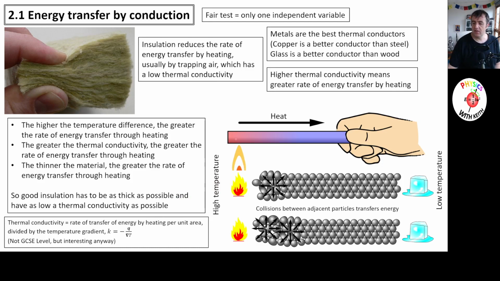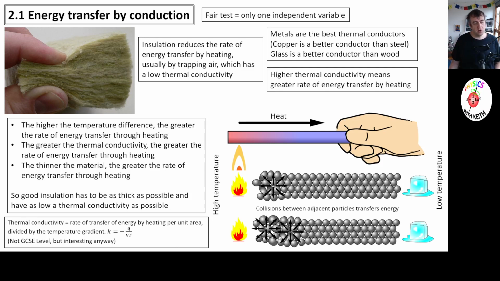Also, if we have the same difference in temperature on each side of the bar, but the bar is shorter, that will also increase the rate of energy transfer. Why is that? Because that's also going to increase the temperature gradient by decreasing the distance over which the temperature changes. So those three things, higher temperature difference, greater conductivity, and thinner material, all three of those are going to increase the rate that energy is conducted through this bar.